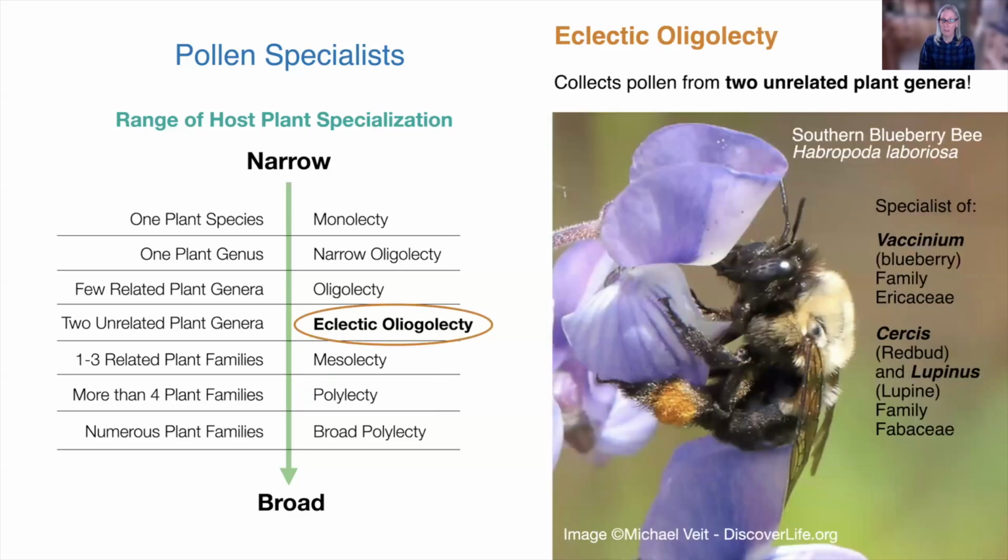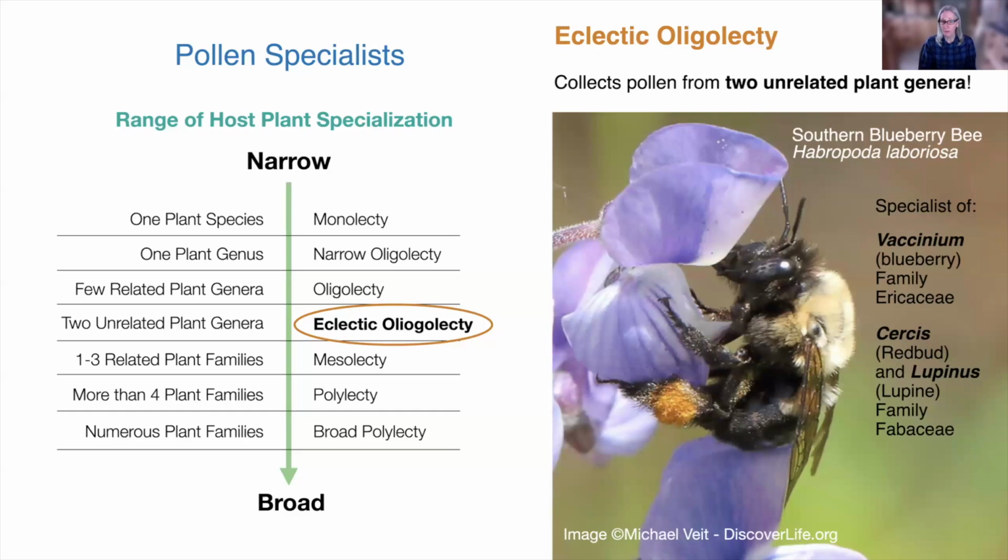So let's take a look at some of the specialist bees, starting with the most unusual category, which is the eclectic oligolectic bees. It's a bit of a mouthful, but these bees are pretty unusual and quite rare. Here in Minnesota, we have about 2 to 3 species that are considered eclectic oligolectics.